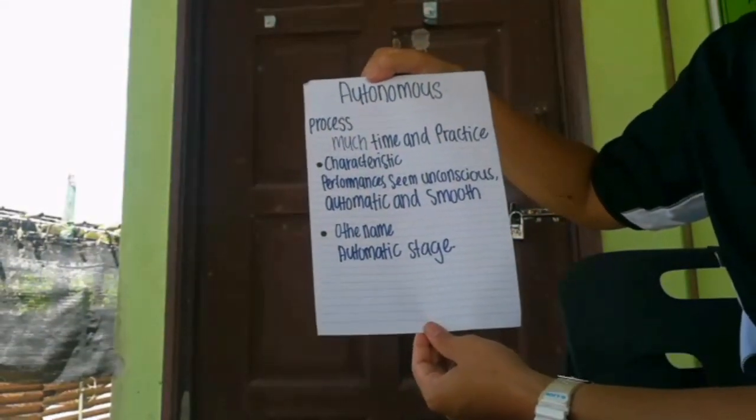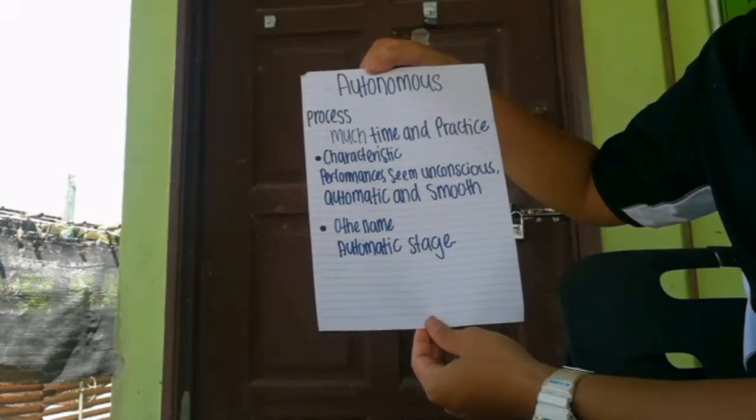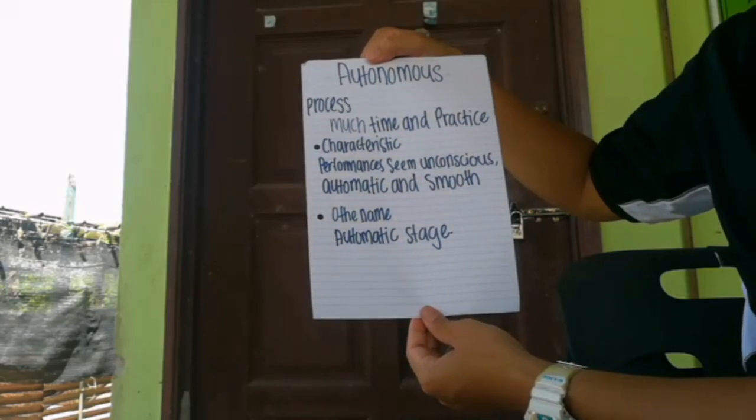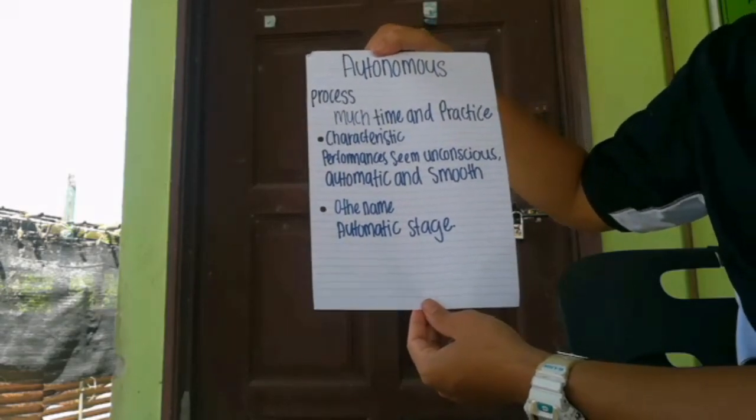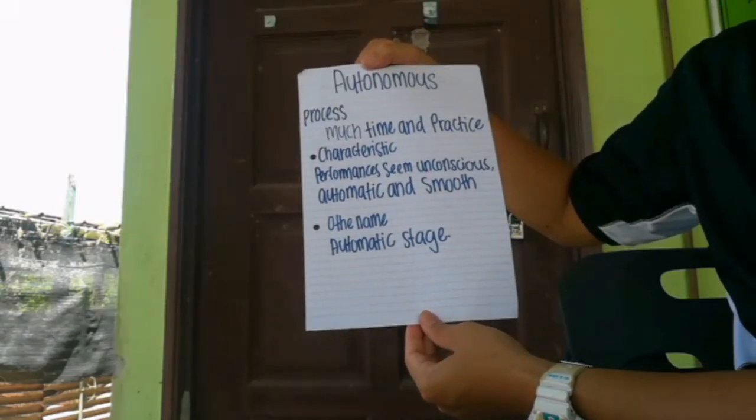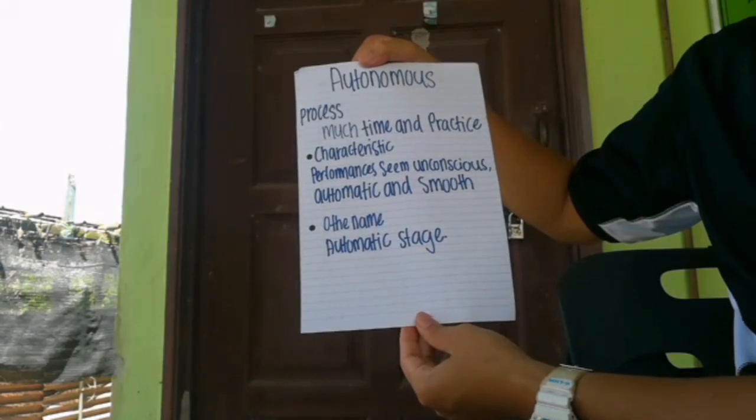The third stage is autonomous. The process takes much time and practice. The characteristic is that performance is seen as unconscious, automatic and smooth. Another name is the automatic stage. This is called the final stage, where the performance of the skill is automatic in terms of attention demands.